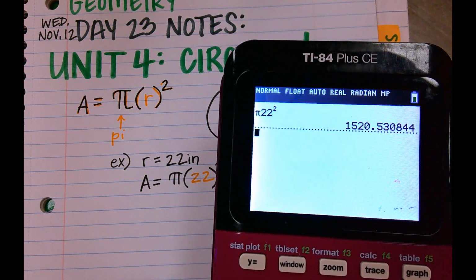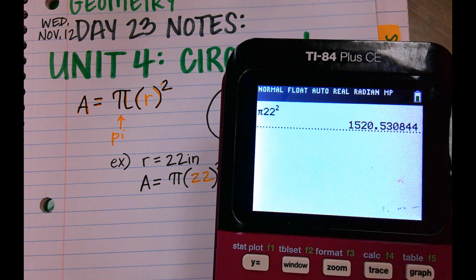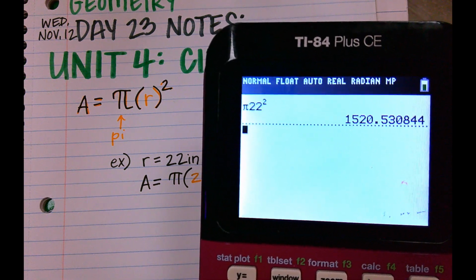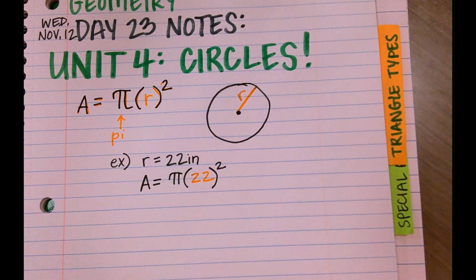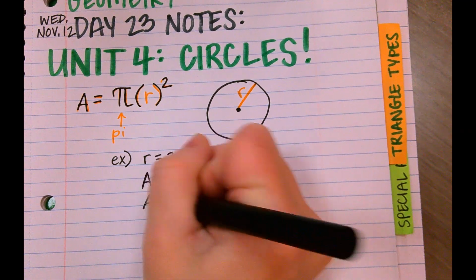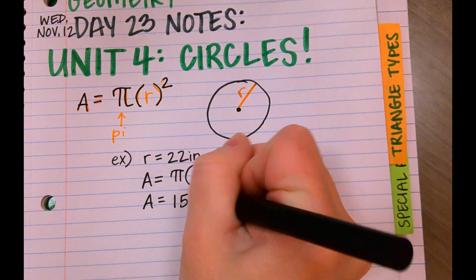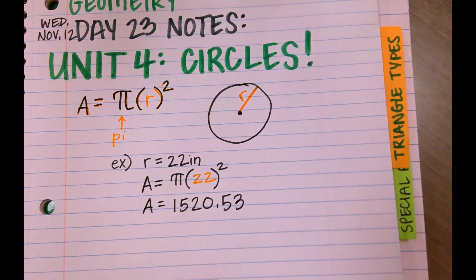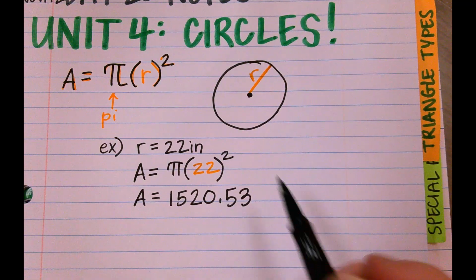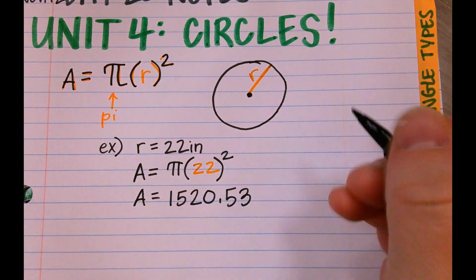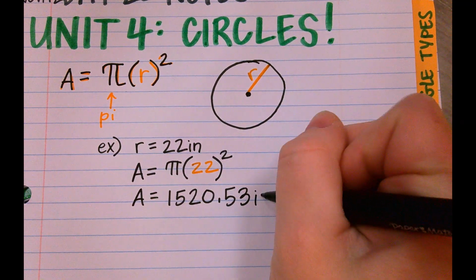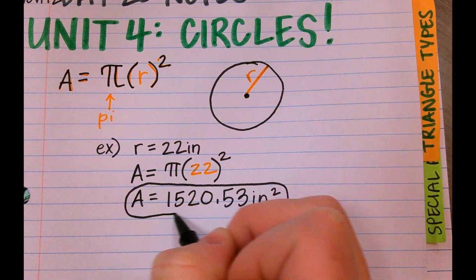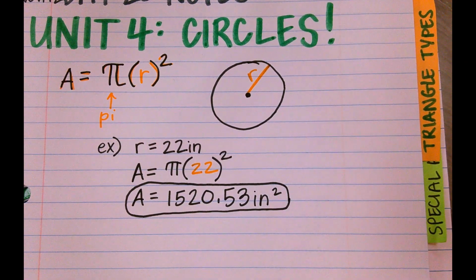It's the same thing every time. So, yes, our answer would be, we'll go with 1520.53. So, area equals 1520.53. And area is always squared, inches squared. And that would be our answer. So that's my area.